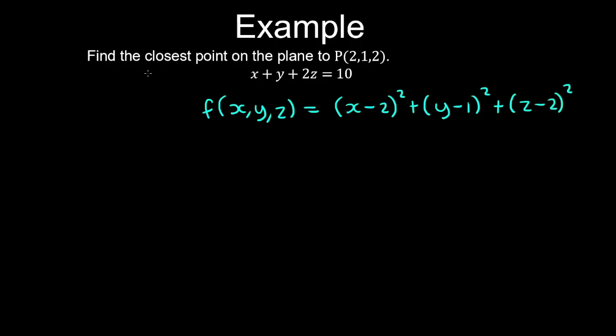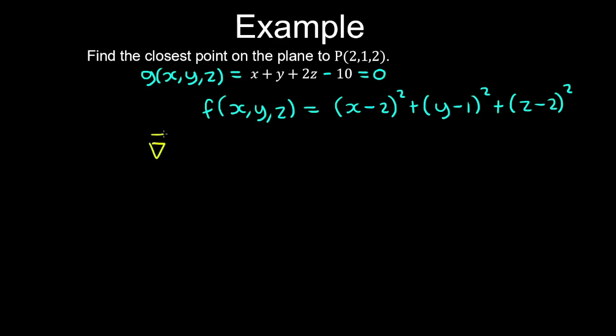And our function for the constraint is also a function of 3 variables, and that's equal to the equation of the plane set to 0. So we just subtract 10 from both sides. So the closest point we're looking for is constrained to lie on the plane.